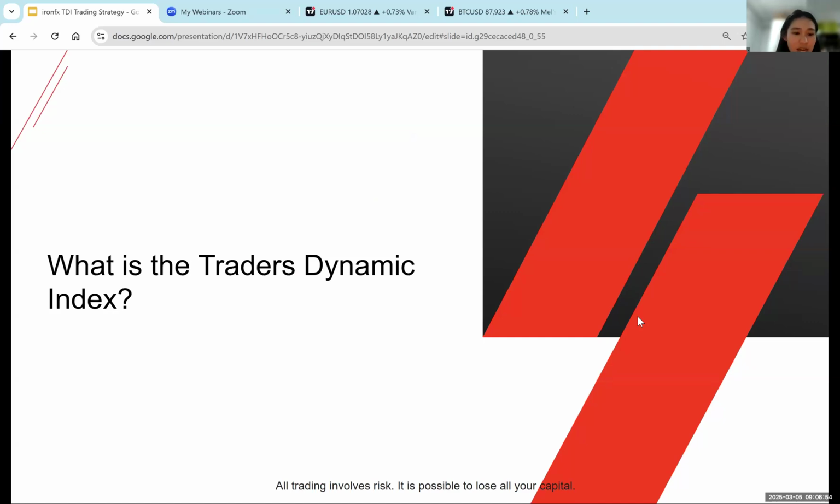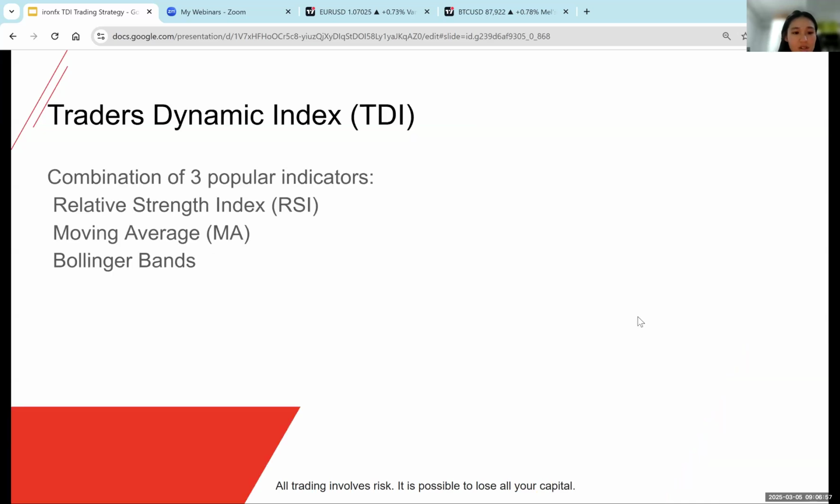So what is the TDI or Traders Dynamic Index? It's a composite indicator that combines three different elements of RSI, moving averages, and Bollinger Bands into one indicator, and it gives traders a clearer picture of market conditions. So it helps you to identify trend strength, momentum, and market volatility in a single glance. So why should you use it? Firstly, it helps to detect trend reversals earlier. It combines multiple indicators into one tool, and it works across different time frames and market conditions.